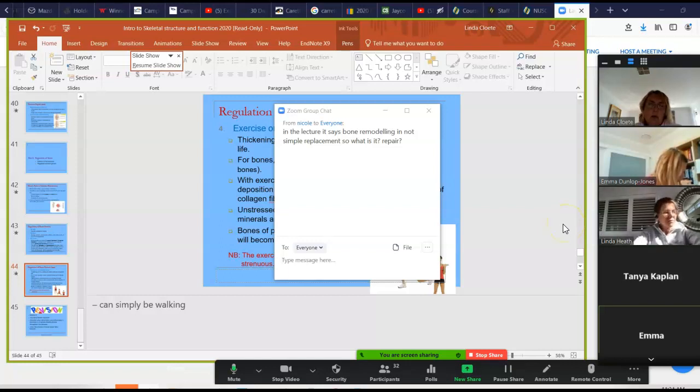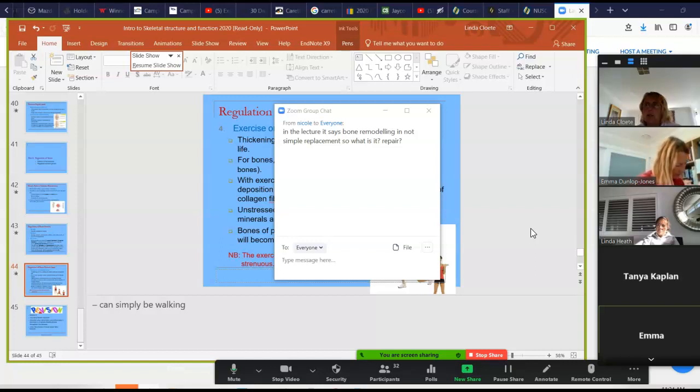Okay, so in the lecture it says bone remodeling is not simple replacement. So what is it? When bone is remodeled, you don't just have a whole section of bone that gets destroyed and then replaced. It also includes factors like, if this bone is not being used that much, then we won't deposit as much as we destroyed, because we don't need that much.